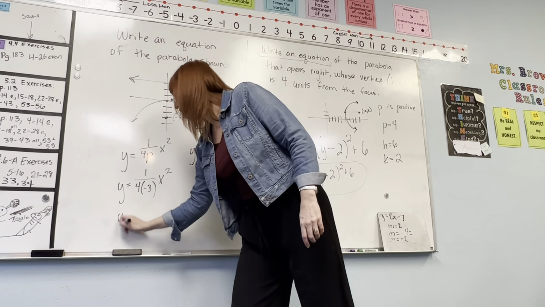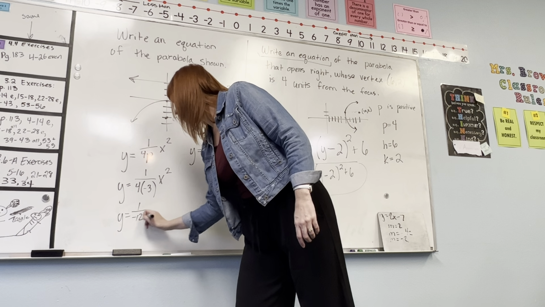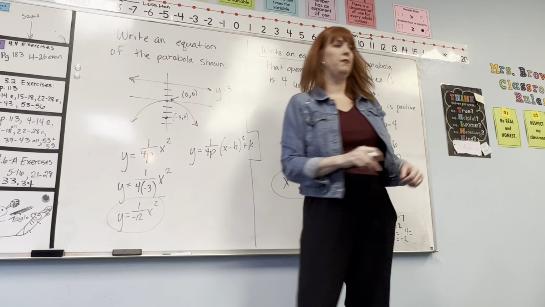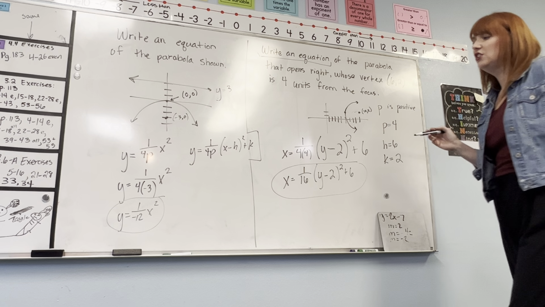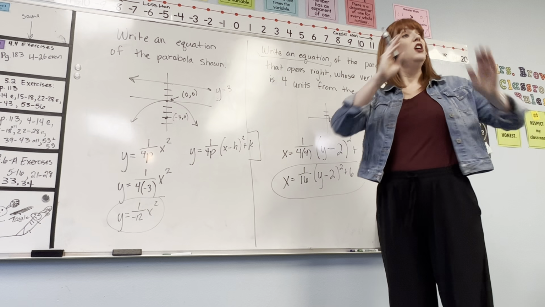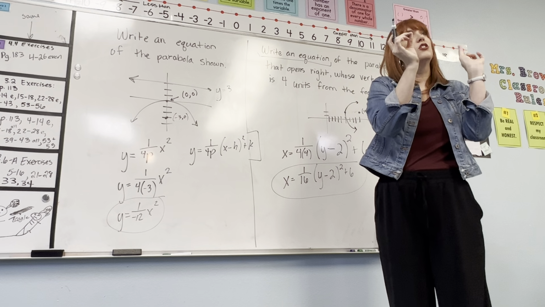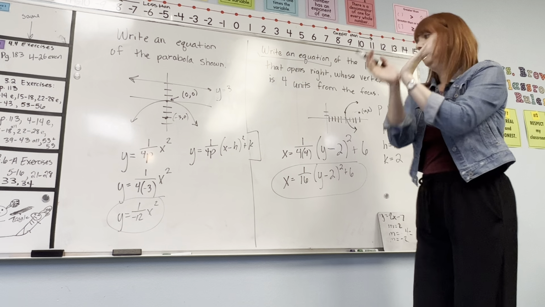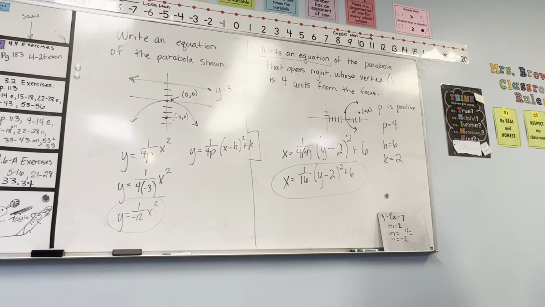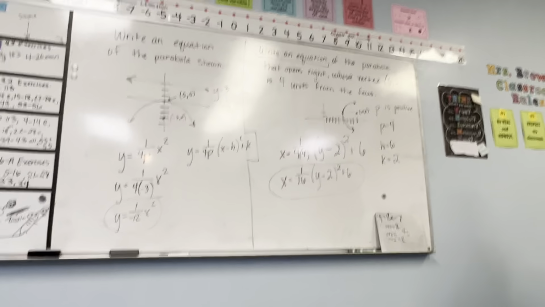So then y equals 1 over negative 12x squared. And there's your equation. What do you do with that equation? Is it like every point goes up 1 to the right? Well, it's not really slope, but the bigger the fraction, the wider this is, and the smaller the fraction, the narrower it is. So it's just a dilation.